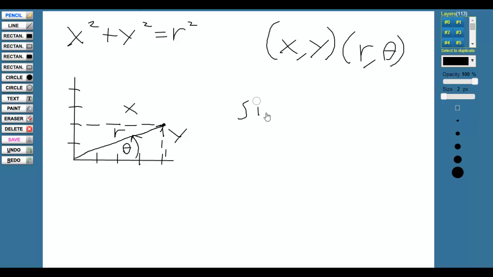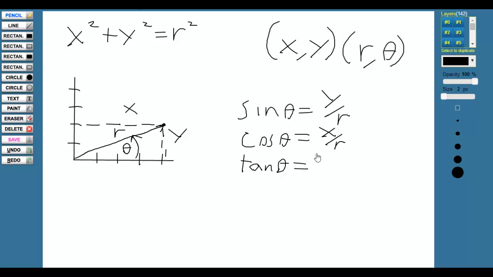So you can have sine theta equals opposite over hypotenuse, so it would be y over r. You have cosine theta, adjacent over hypotenuse, so you would have x over r. And you'd have tangent theta, opposite over adjacent, so you have y over x. So you can see that in this example the x and y coordinate would be the point (4, 2).